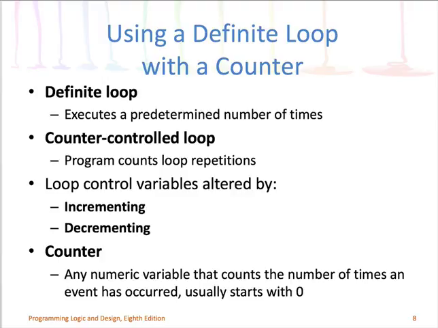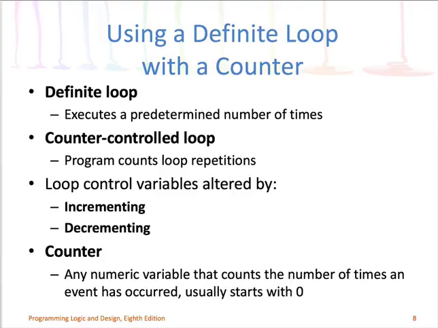They have different kinds of things. A definite loop is something that would execute a predetermined number of times. For example, if you had a loop with a control variable called I, and I was going to be 1, 2, 3, 4, 5, 6, 7, 8, 9, 10, you know that's going to execute 10 times. You know the values of I are going to be 1, 2, 3, etc.